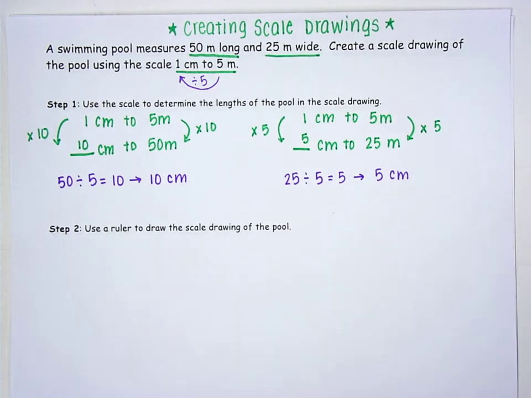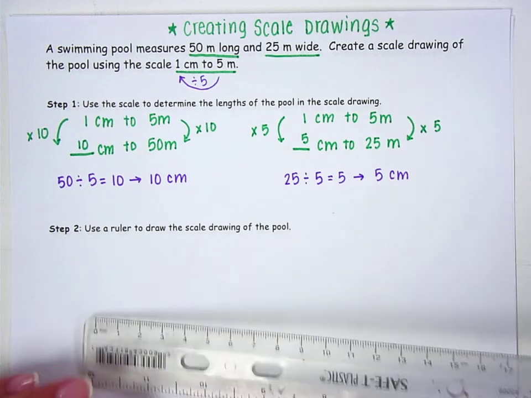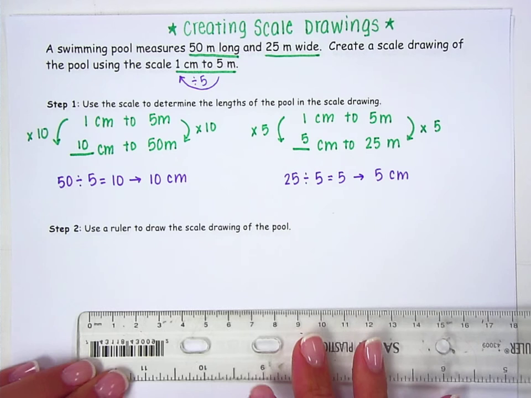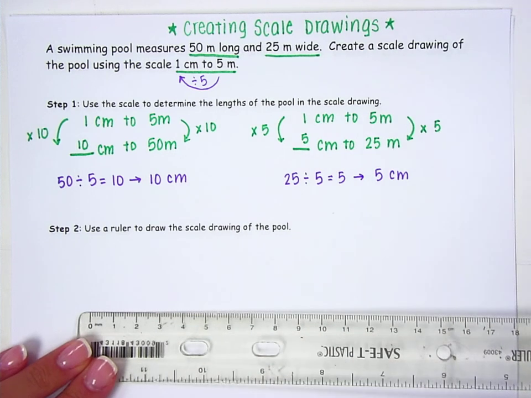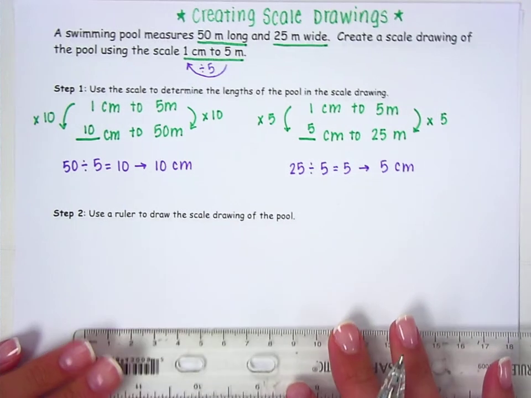Now that I've determined the drawing distances of my scale drawing, I can actually use a ruler to go through and create it. And we want to make sure that we label our side lengths as we go. So I'm going to grab my ruler, make sure I'm on my centimeter side of the ruler. And I know I'm going to have to draw a 10 centimeter line segment and a 5 centimeter line segment. So I want to make sure that I've got space for that.